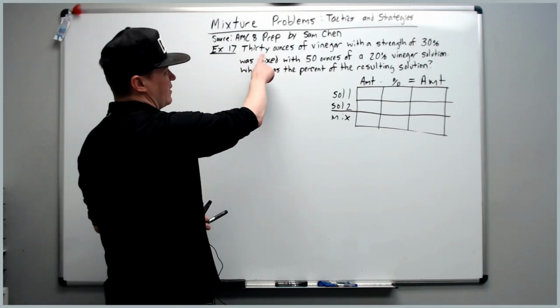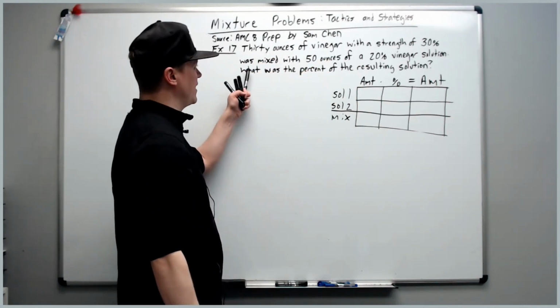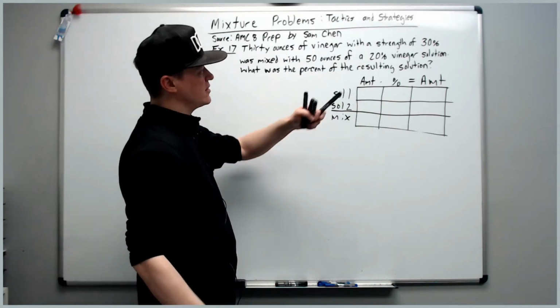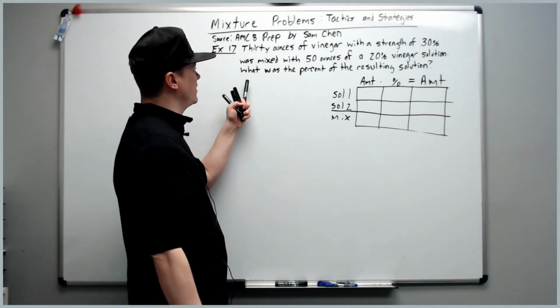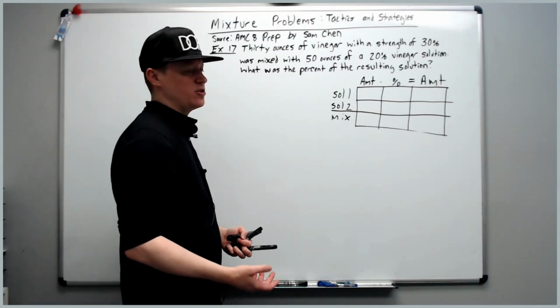Example 17. 30 ounces of vinegar with a strength of 30% was mixed with 50 ounces of a 20% vinegar solution. What was the percent of the resulting solution?